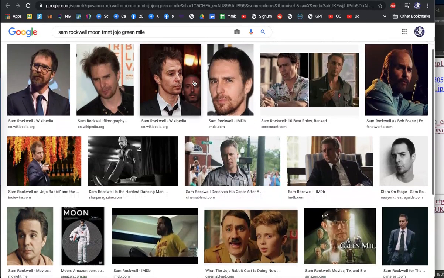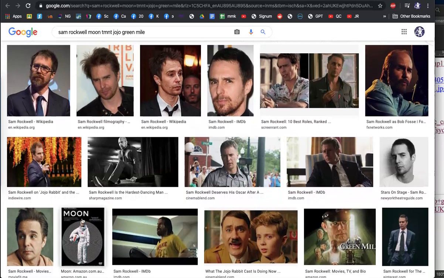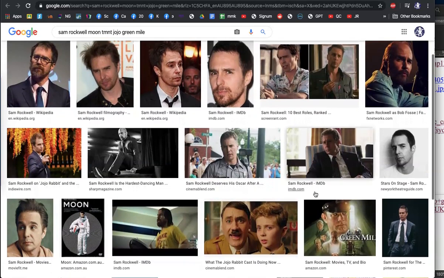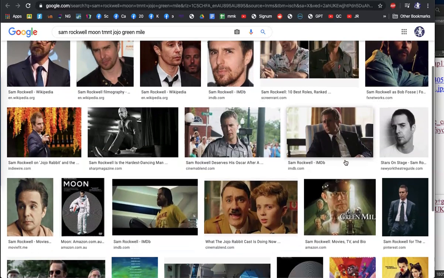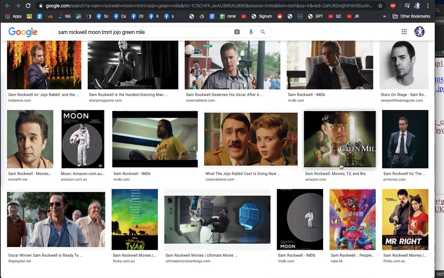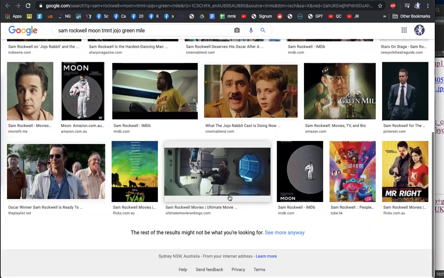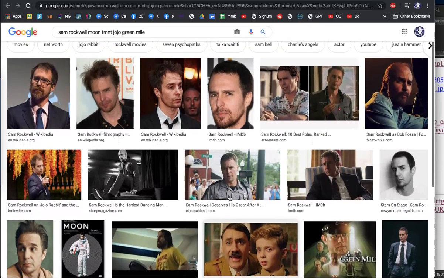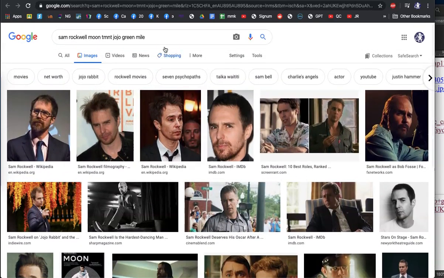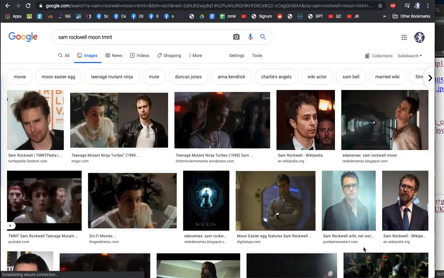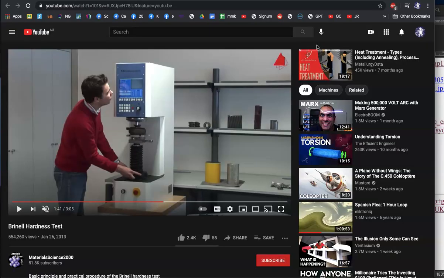Sam Rockwell's been in a lot of things. I liked him in Moon. He was in Jojo Rabbit. That's him in Jojo Rabbit. He played George W. Bush. He was in some other things. That's Moon. Can't see the Ninja Turtles picture anymore. That's a shame. He was also in Ninja Turtles. There we go. That was him in Ninja Turtles. He did an AMA on Reddit, and I asked him about hardness. He did not answer my question, and I was very disappointed.